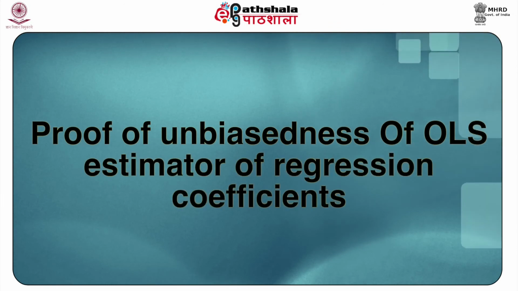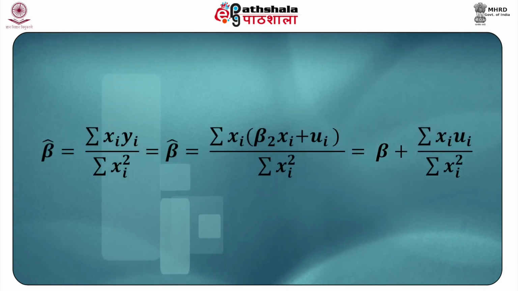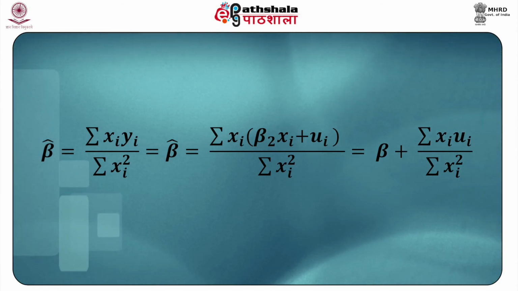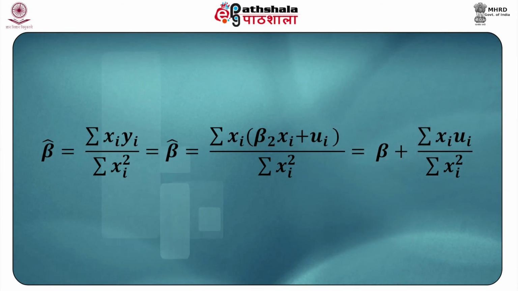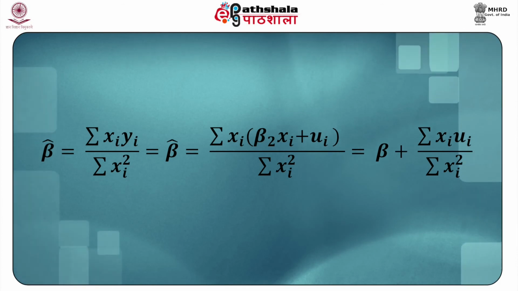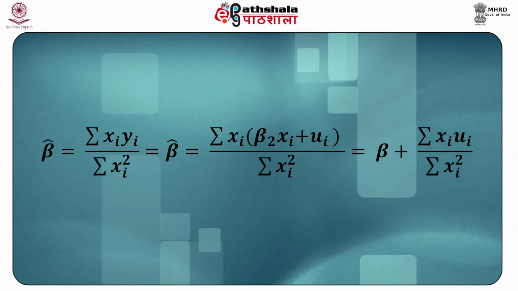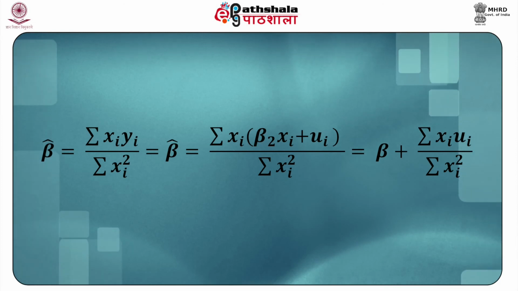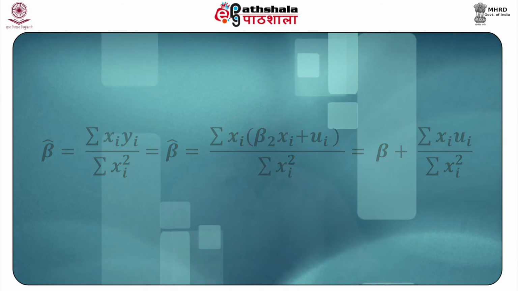Now look at the proof of unbiasedness of the OLS estimator of regression coefficients. Substituting for y_i from equation 11 into the formula for beta hat, we get beta hat is equal to sigma x_i y_i upon sigma x_i square, which is equal to sigma x_i into (beta x_i plus mu_i) upon sigma x_i square. This is equal to beta plus sigma x_i mu_i upon sigma x_i square. This is our equation 14.